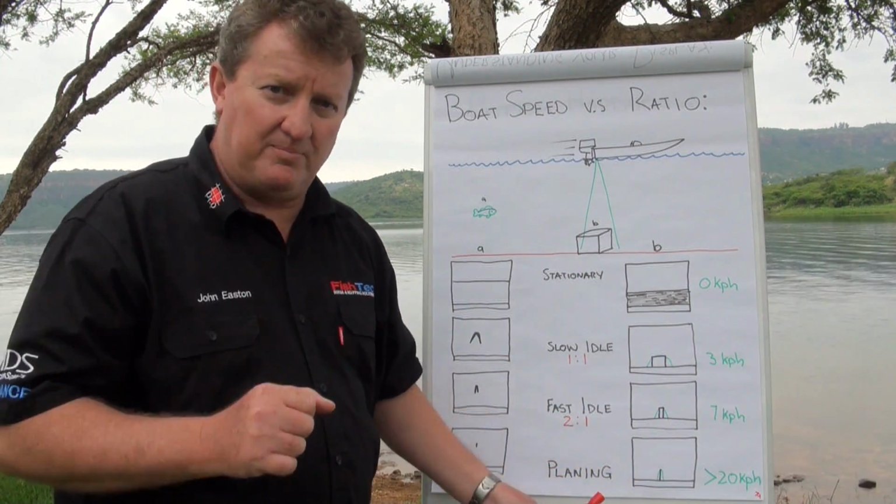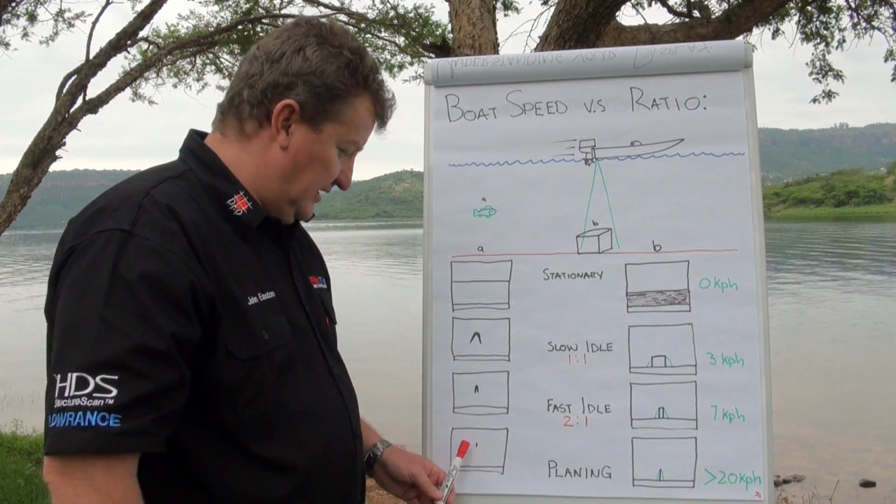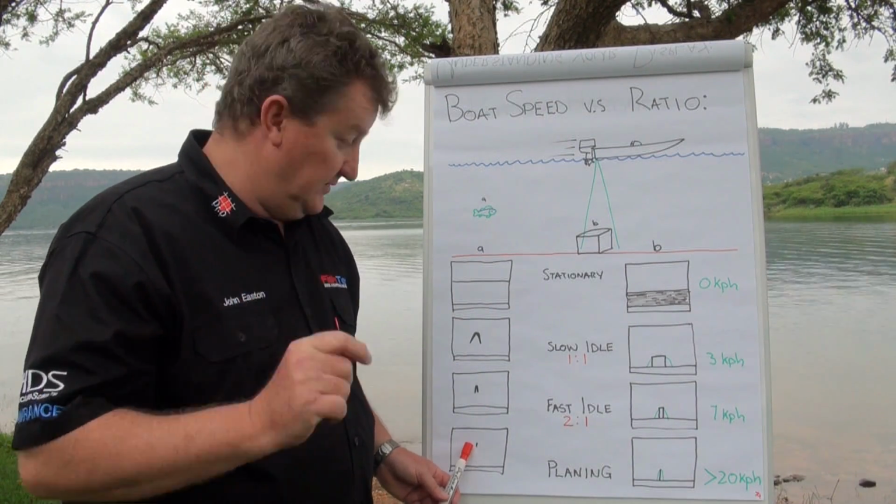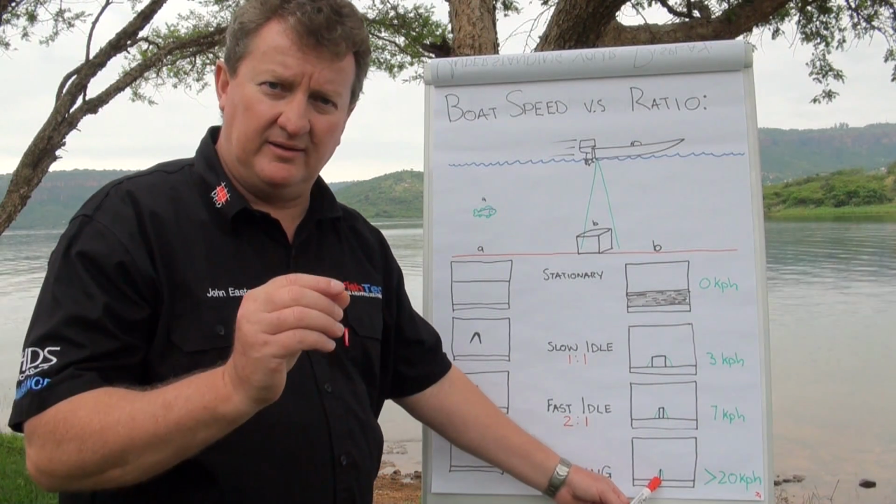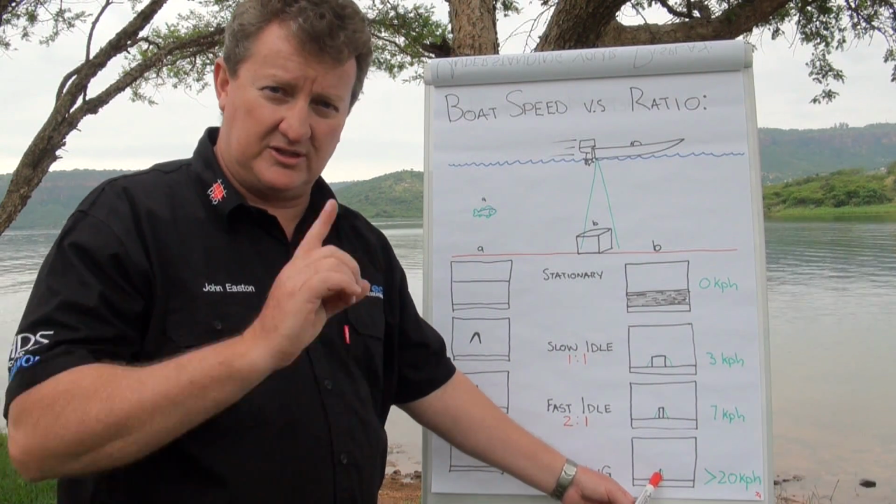If you were, let's say, on a plane and you went over the same fish, that fish would appear as just a tiny dot, and the box would appear to look something similar to a pole or a standing piece of timber.